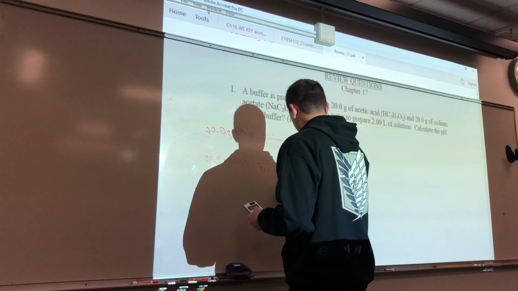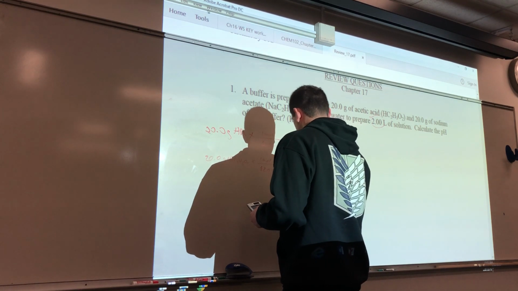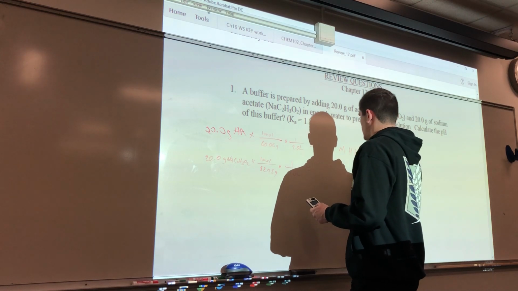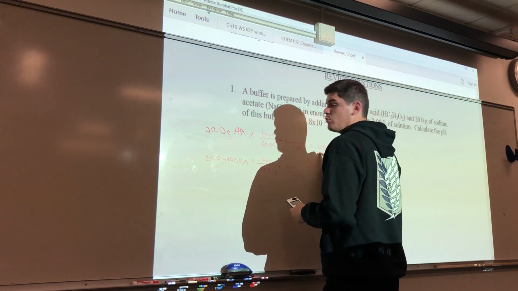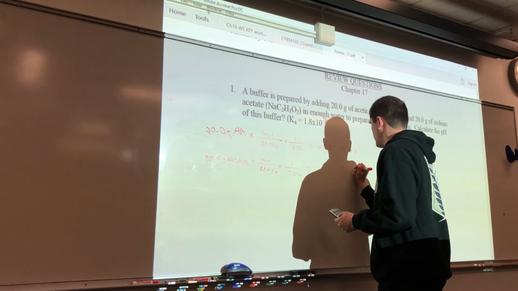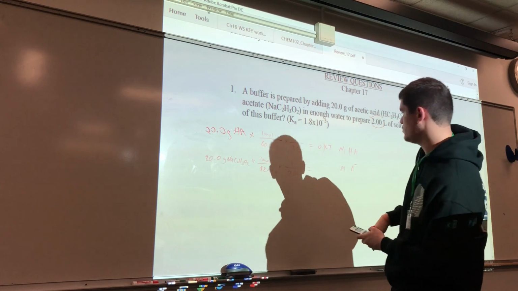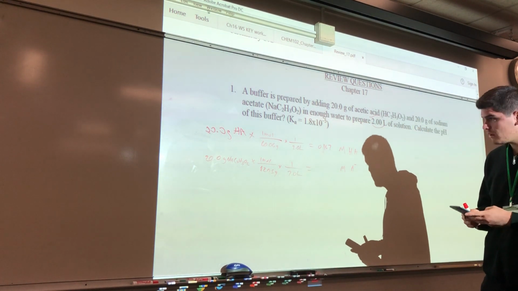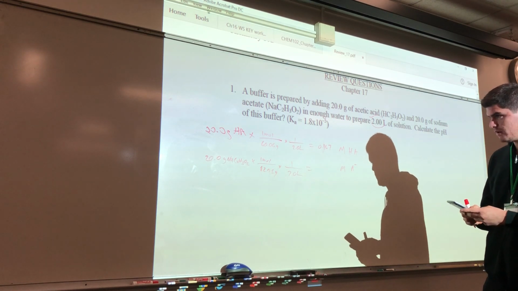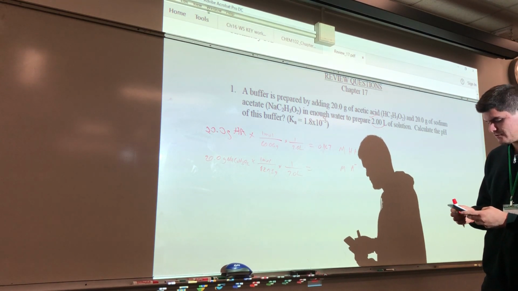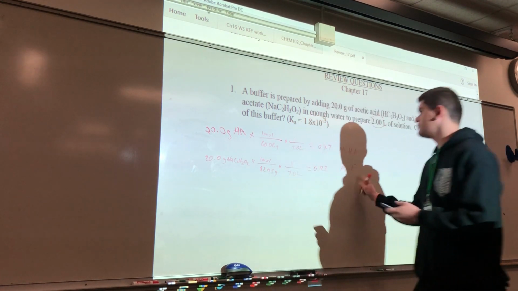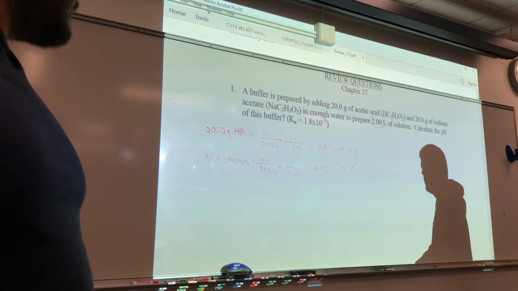That gives you the molarity of HA, which is 0.167. Yeah, 0.167. Okay, and we have the molarity of A minus, which is 20 divided by 82.05, divided by 2. That gives me 0.122 molar.